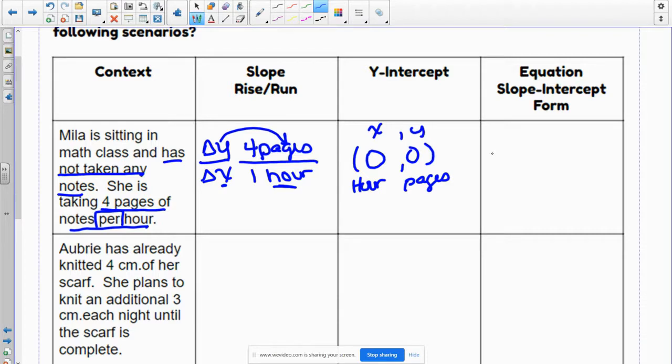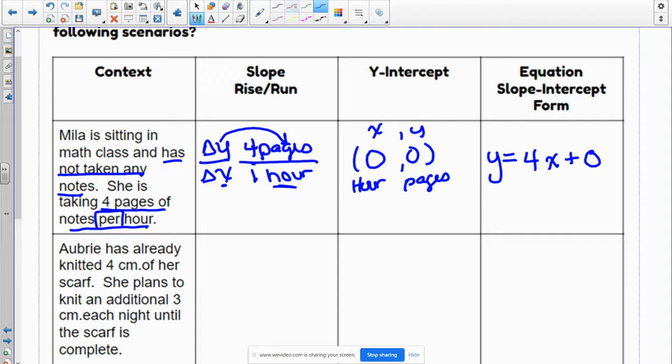So last thing is put it into your equation format. So y equals m, my slope, 4 pages per 1 hour. I can simplify that just to 4, x plus, and my y-intercept, since at 0 hours she had taken no notes. That means your y-intercept's at 0. It's going to start at 0, and she's going to take 4 pages of notes per hour.